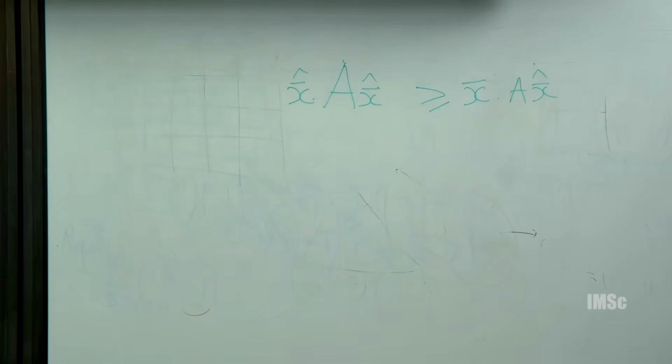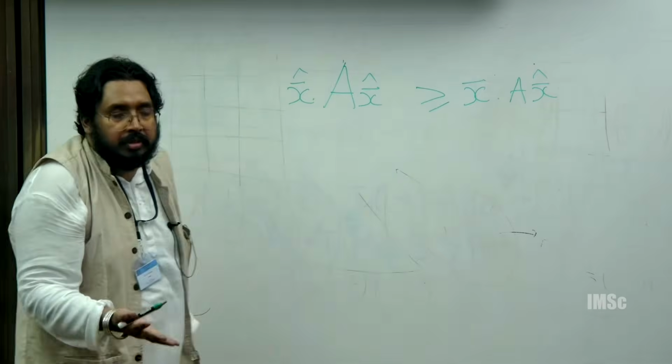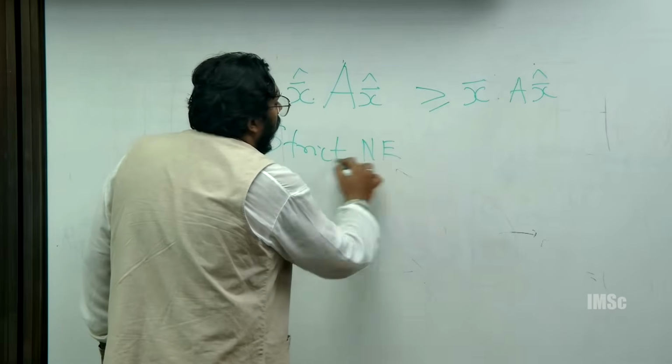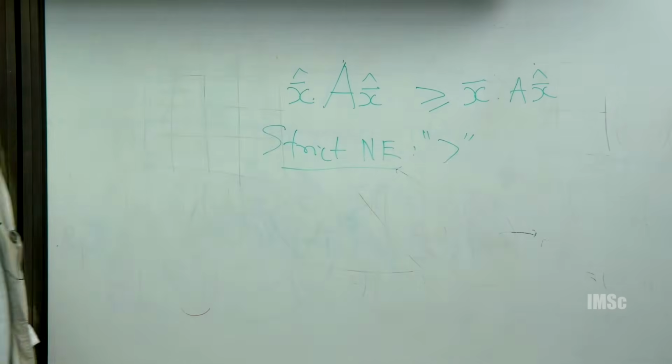right. I have a mixed strategy x. Is this true or not true? That is what one has to check mathematically. So, let us go step by step. Suppose you have strict Nash, okay. Strict Nash. What does strict Nash mean? Only the greater than sign works.